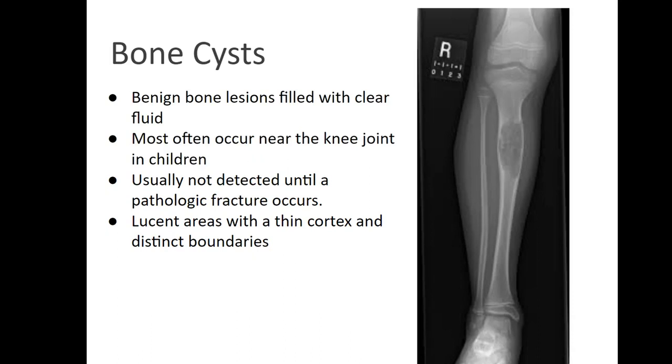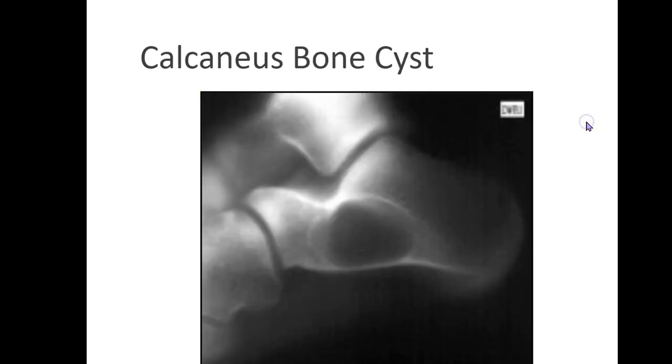When bone cysts are detected on radiographs, they appear as lucent areas, so less dense than the bone around them, with a thin cortex, so a thin outer shell, and very sharp or distinct boundaries. And you can see that. Usually cysts are very circular. In fact, let me show you another example here.